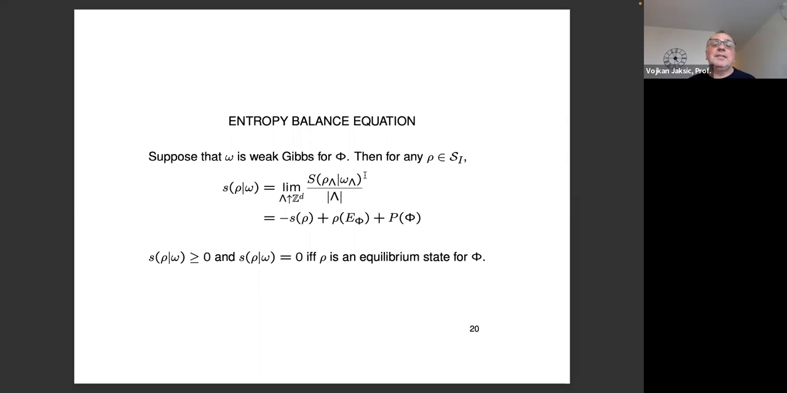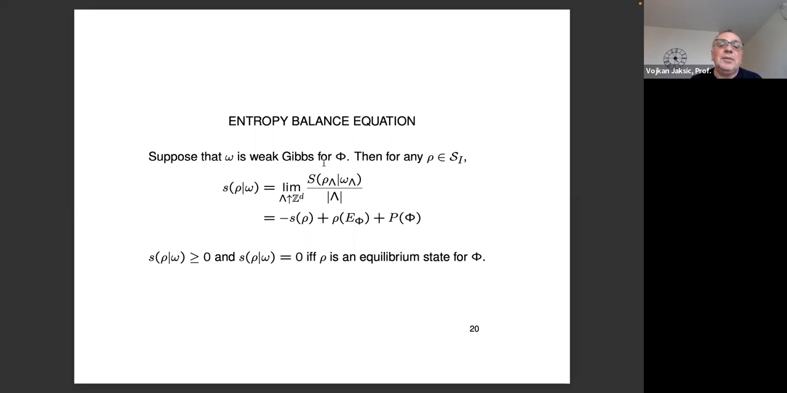Now, why this weak Gibbs condition is so natural to us is because of the entropy balance equation. Remember, the entropy balance played a fundamental role in non-equilibrium statistical mechanics, and it appears here in a very different form. The form which it takes is the following one.